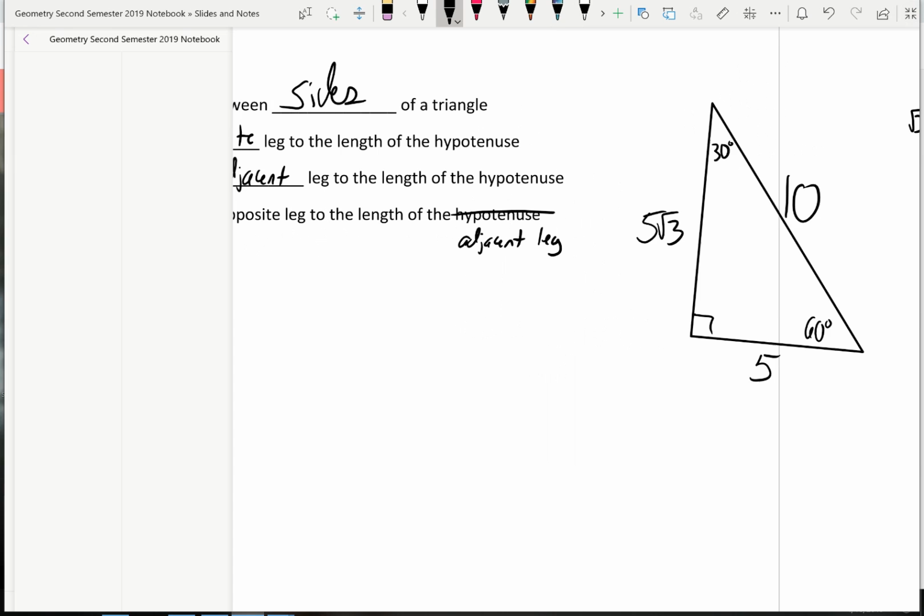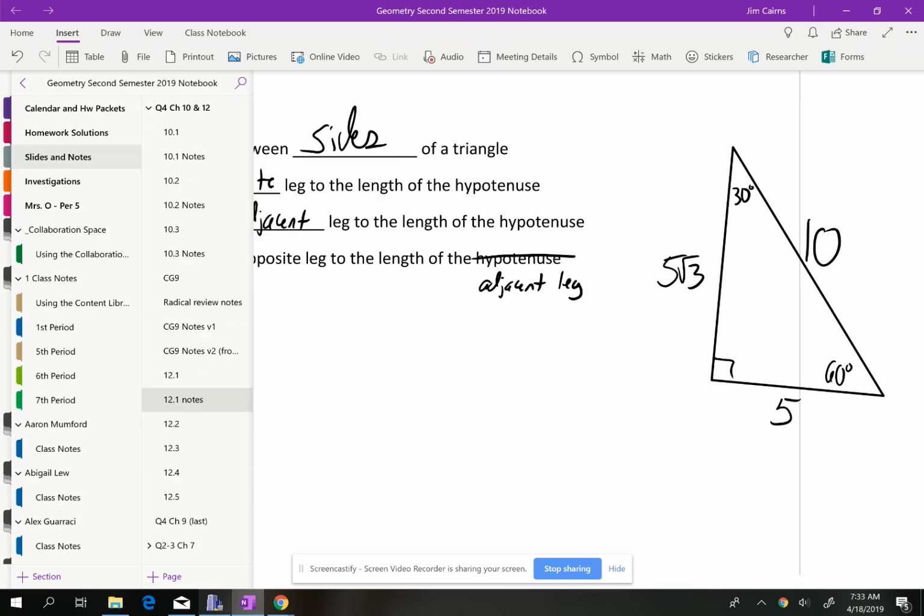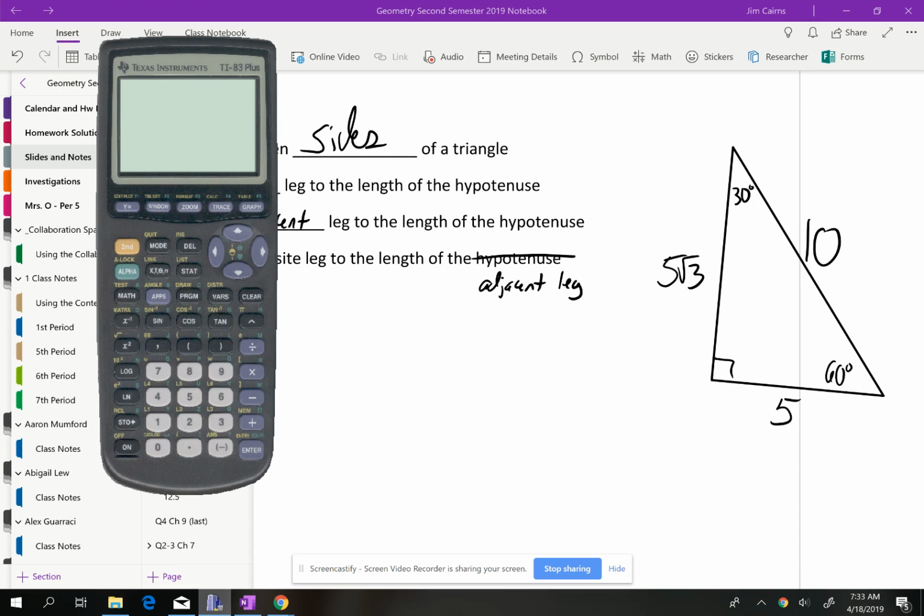Now, I'm going to get out this calculator here and use it. When calculating sine, cosine, and tangent, you're going to use your calculator. But before you do, go to mode. Make sure that yours is set to degree, not radian. And then exit out of there.